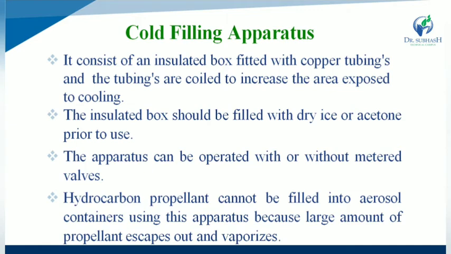So the cold filling apparatus is made up of an insulated box fitted with copper tubings, and these copper tubes are coiled. Why are they coiled? They are coiled to increase the area for cooling purposes. The insulated box should be filled with dry ice or acetone before use. The apparatus can be operated with or without metered valves.